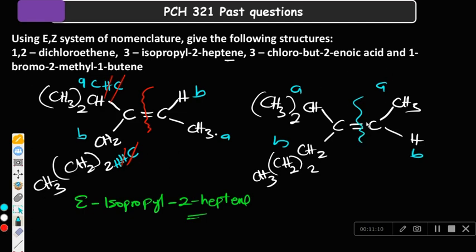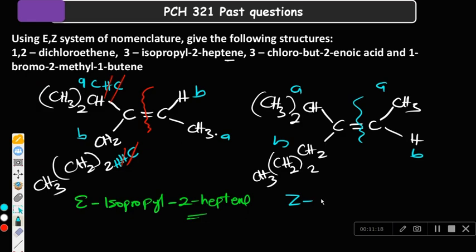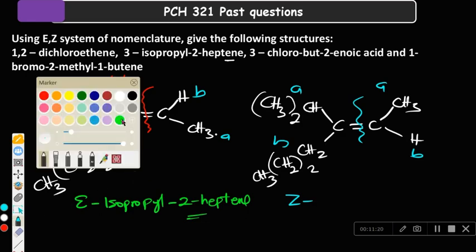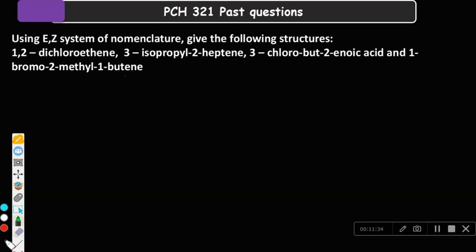Now you must not do this in the exam. I'm just trying to show you how you can visualize it. So this gives us Z-isopropyl 2-heptene. Alright, so that is basically that for this question. Now let's see another one.